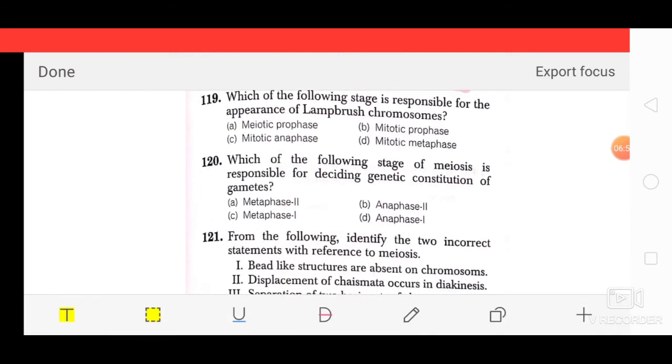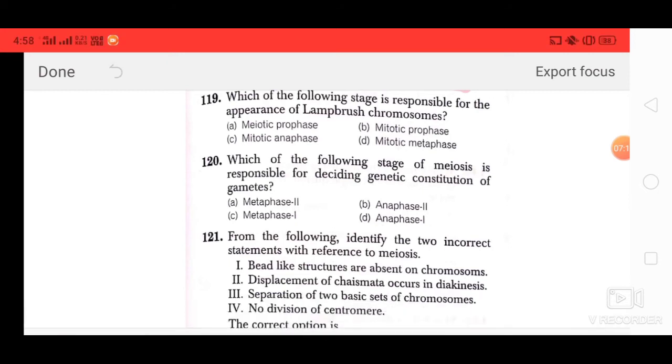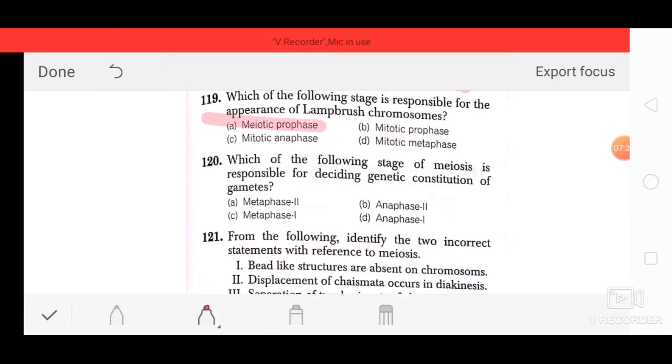Next is: which of the following stages is responsible for the appearance of lampbrush chromosomes? Lampbrush chromosome is a type of chromosome and these are present in growing oocytes during the diplotene stage of meiotic prophase 1. Chromosomes transform into lampbrush forms due to active transcription of many genes. Okay, so the correct answer of this question is meiotic prophase. It occurs in meiotic prophase.